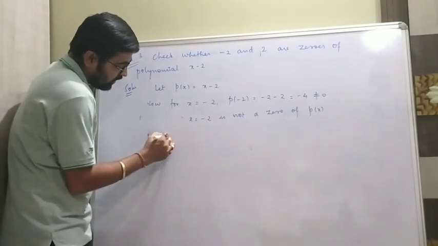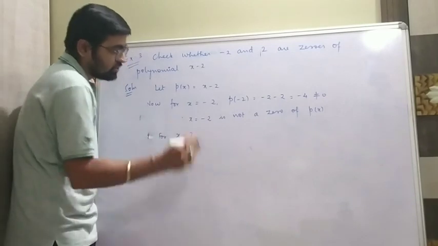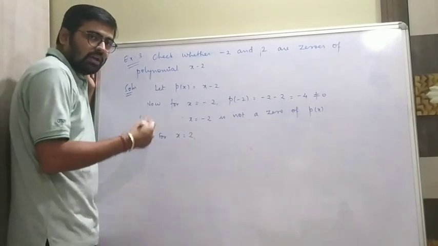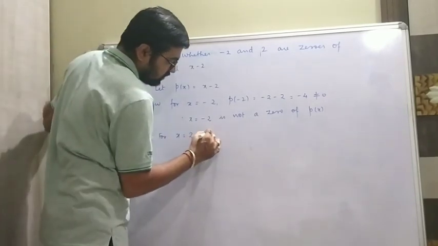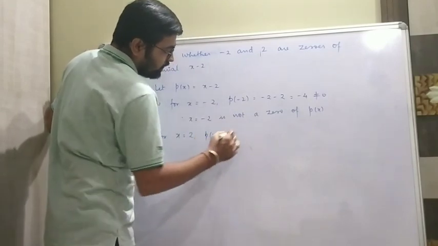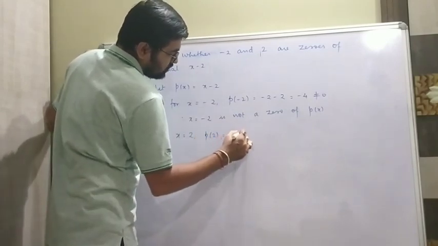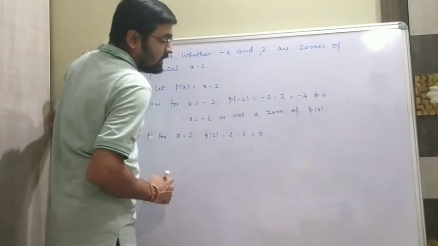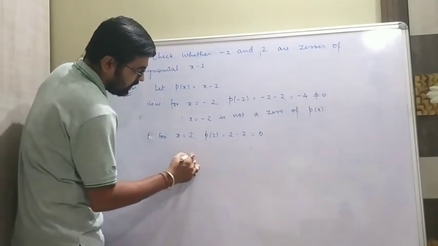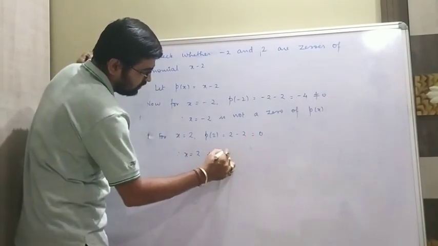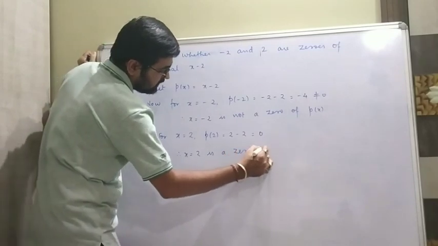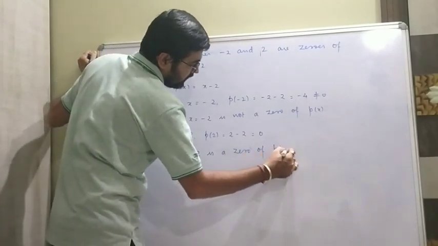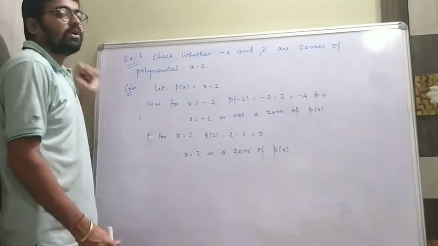Now let's go for x equals to 2. Means now I will replace x equals to 2. So let's say p of 2. So x की जगह पे 2. So 2 minus 2 will be 0. Therefore x equals to 2 is a 0 of given polynomial, or you can write p of x.